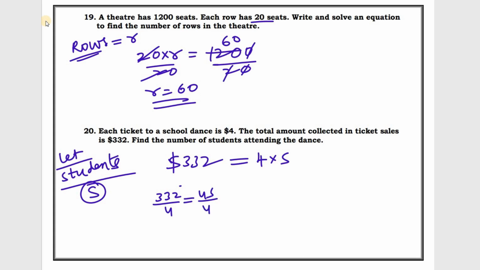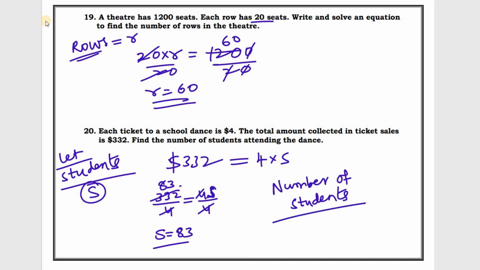Here, that's it. You can see here. So 4 and 4 cancel out. So let's see the cancellation. 4 8s are 32. 4 3s are 12, so 83. So S is equal to 83. So what he was asking for is the number of students. So how many students are there? So 83 students are there. So that's it. We got the answer for this one.